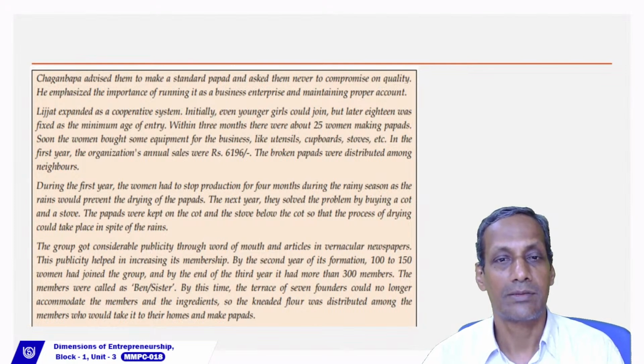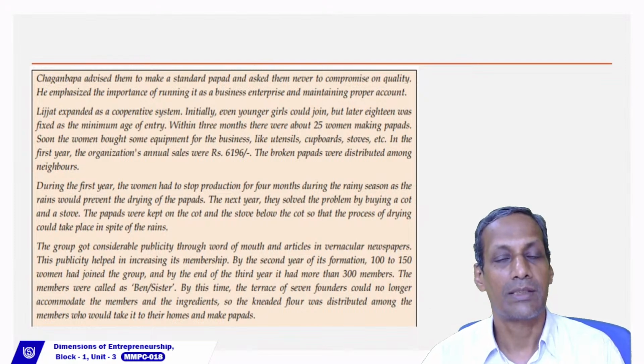The next year, they solved the problem by buying a cot and a stove. The papads were kept on the cot and the stove below the cot so that the process of drying could take place in spite of the rains. The group got considerable publicity through word of mouth and articles in vernacular newspapers. This publicity helped in increasing its membership. By the second year of its formation, 100 to 150 women had joined the group. By the end of the third year, it had more than 300 members.